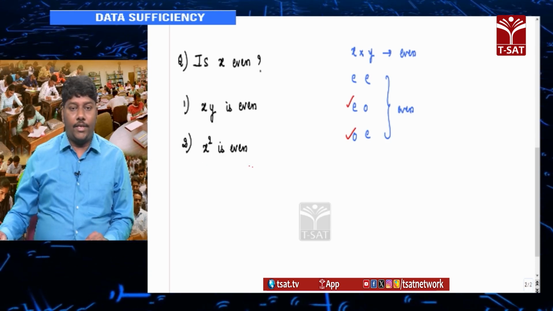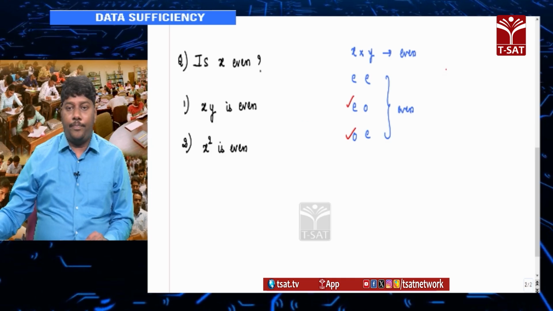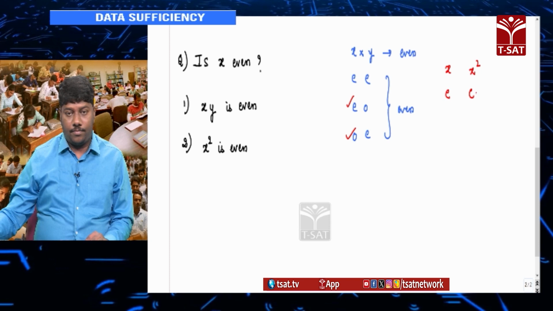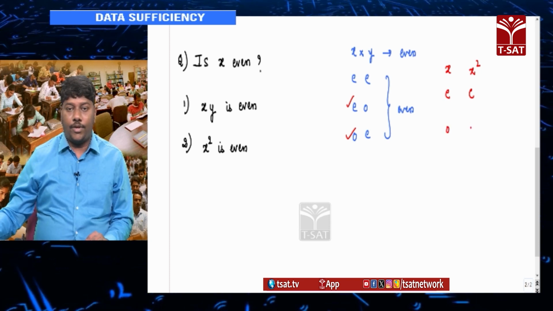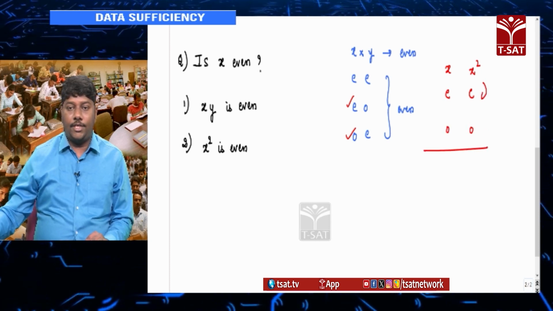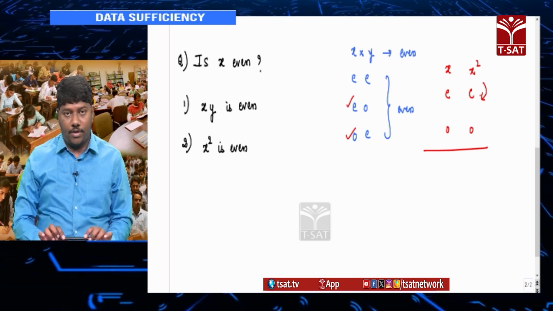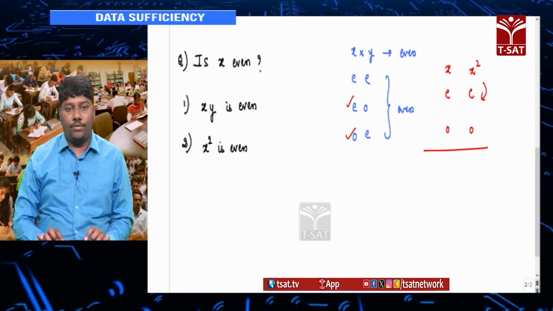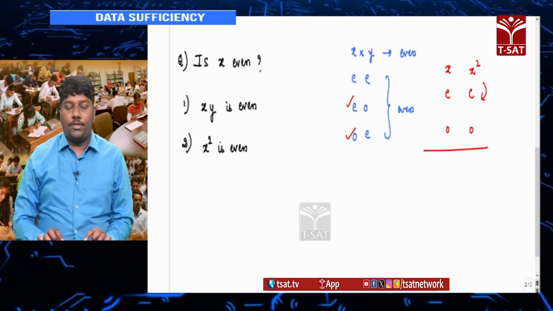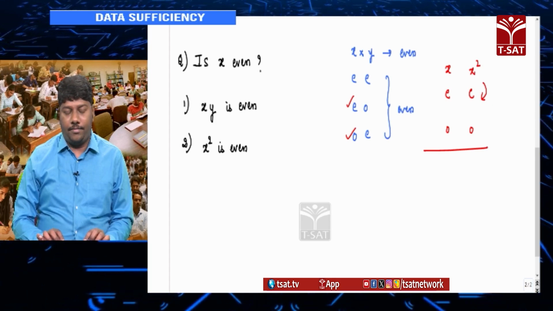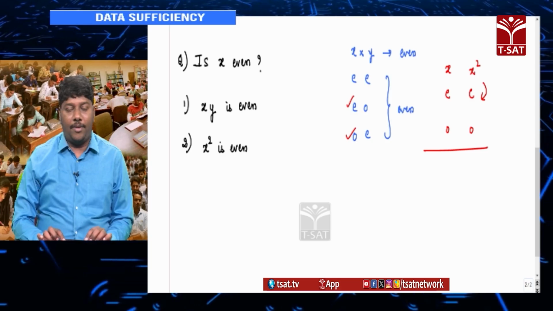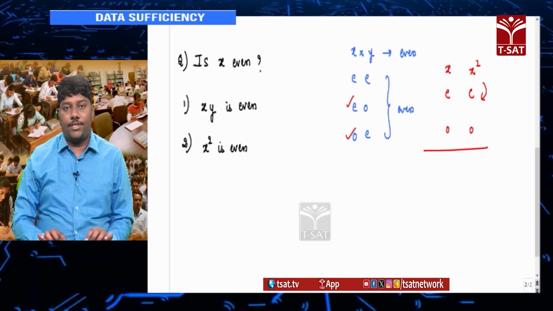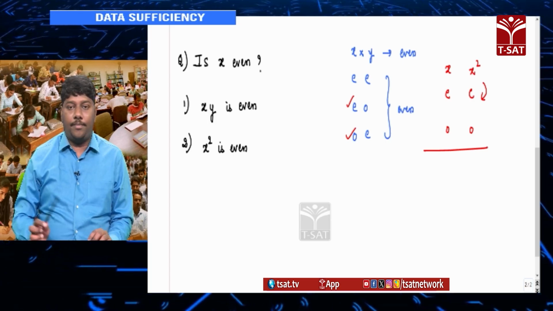When I say x square is even, obviously see here, when x is even, x square is also even. When x is odd, x square is also odd. Therefore, he says x square is even means x must be an even number. So when x must be an even number, I'm actually able to answer the question by using statement 2. So my answer is option B here. I hope you understood. I am able to answer by using only the data given in statement 2. So our answer is B.